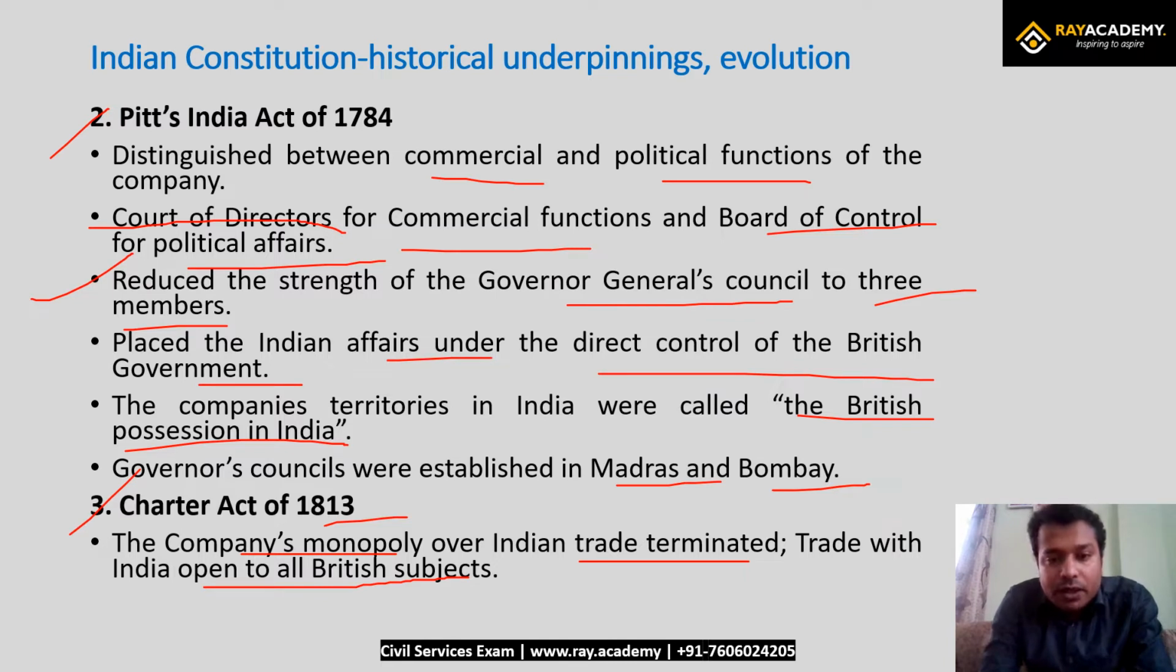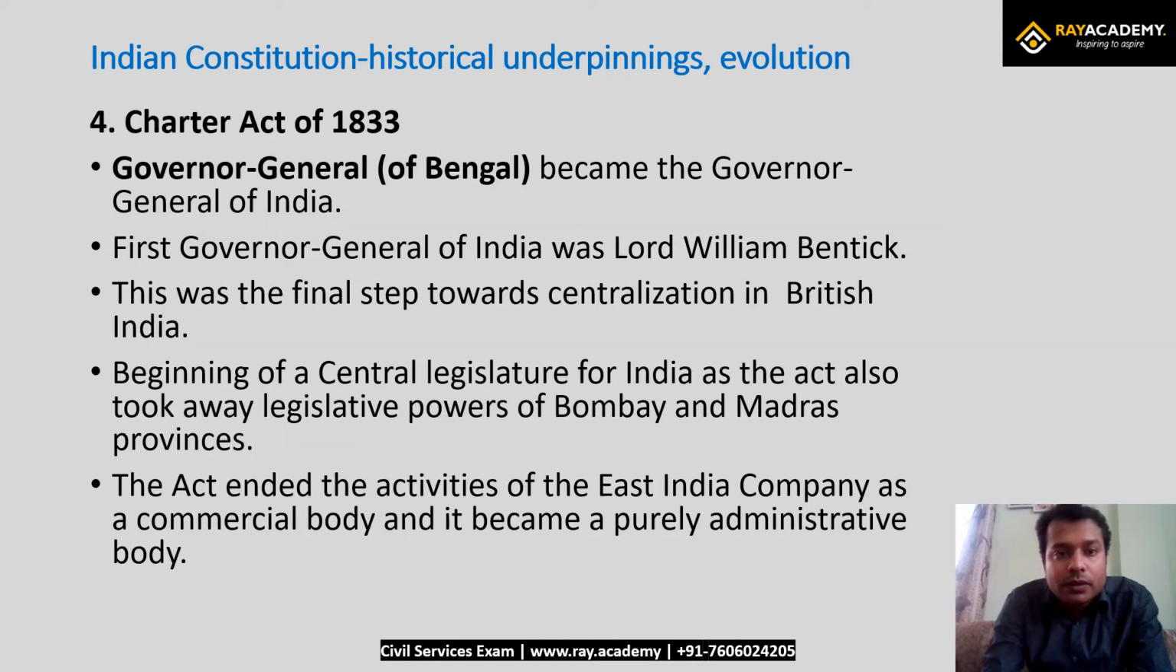So now all of the trade is open to the British subjects. Going next, number 4, that is the Charter Act of 1833. Now finally the Governor General of Bengal became the Governor General of India. So all of you know, earlier we tried to understand that it was the Governor of Madras and Bengal that transited to the Governor General of Bengal. Now the Governor General of Bengal became the Governor General of India.